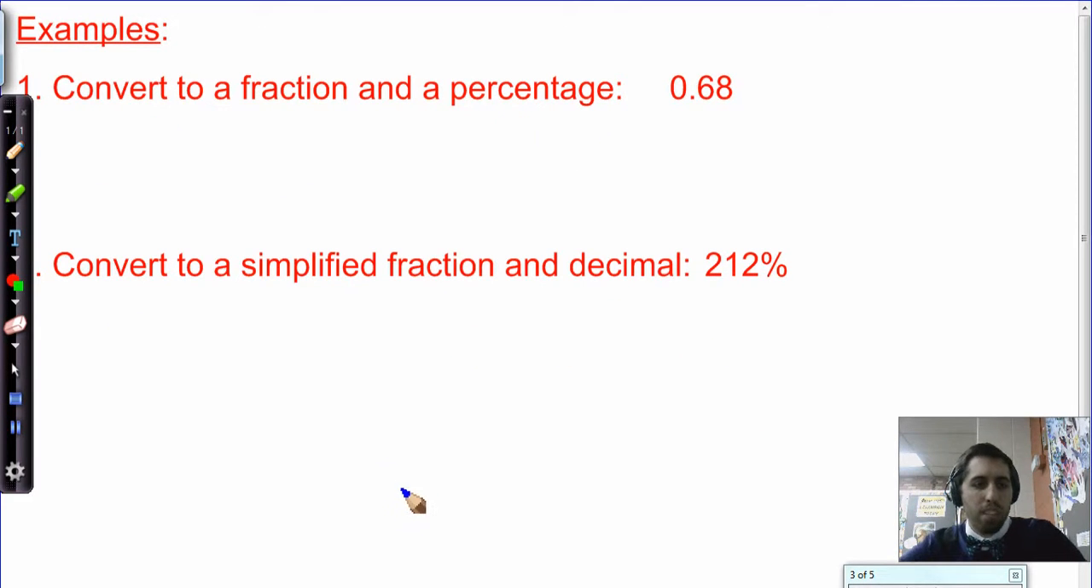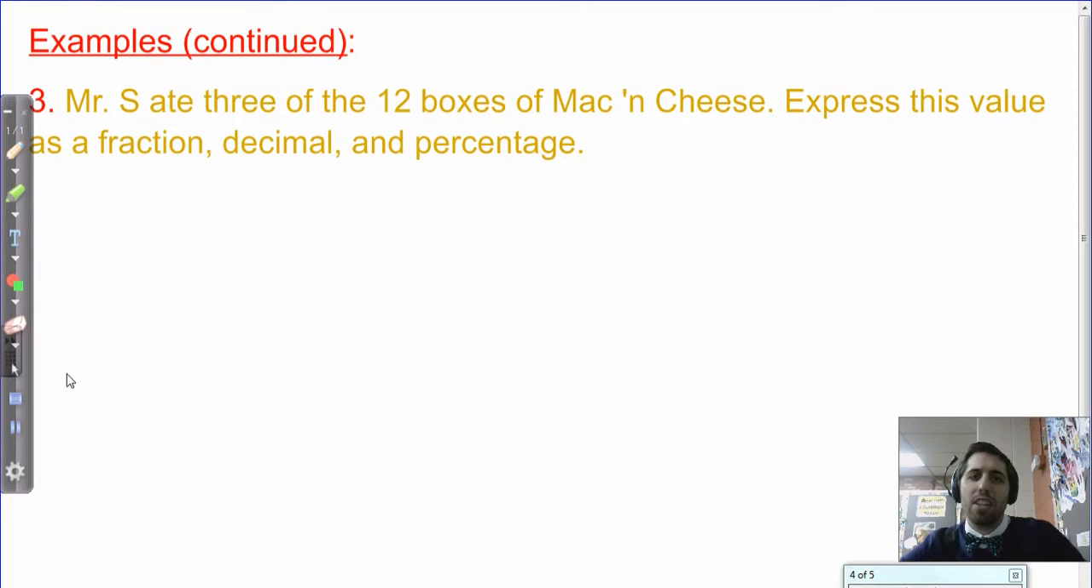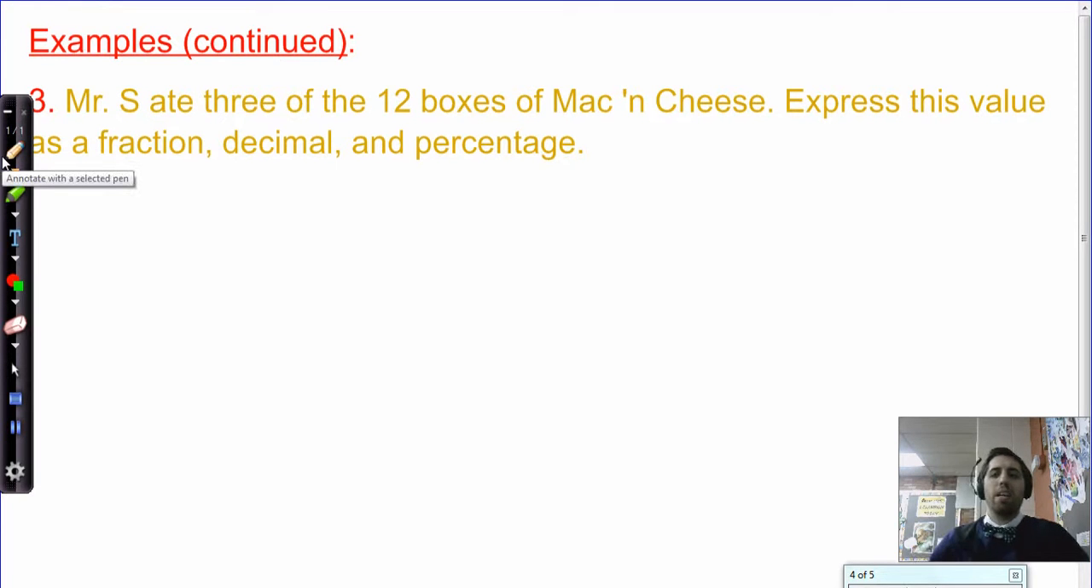Let's go on to one more example before I let you loose on your own. And it says, Mr. S ate 3 of the 12 boxes of mac and cheese. Love it. It's the cheesiest. Express this value as a fraction, decimal, and percentage. So we need all 3.